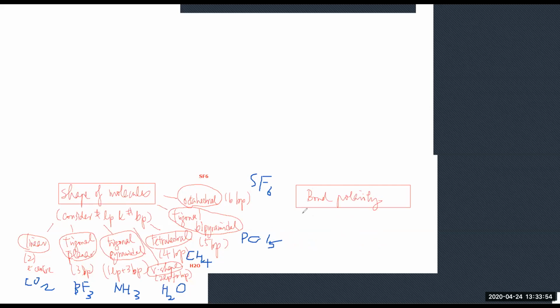Bond polarity. You need to check what? You check the difference in electronegativity between the two elements of the two bonding atoms. So it's time to check your understanding of the definition of the term electronegativity. What does electronegativity mean? For those who still remember the definition, put a tick. If not, a cross.